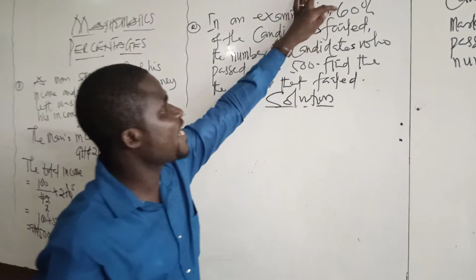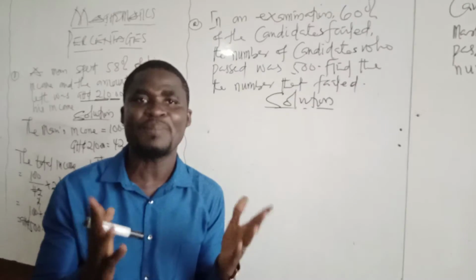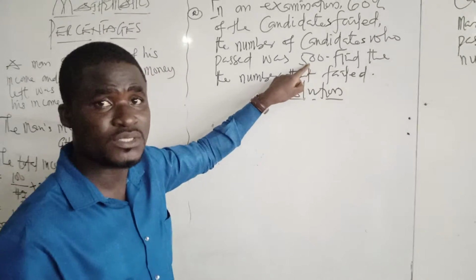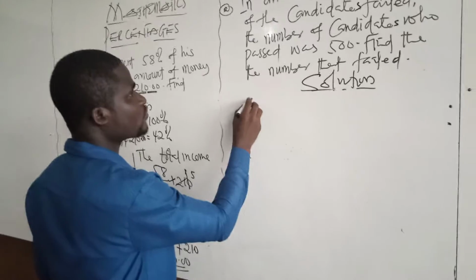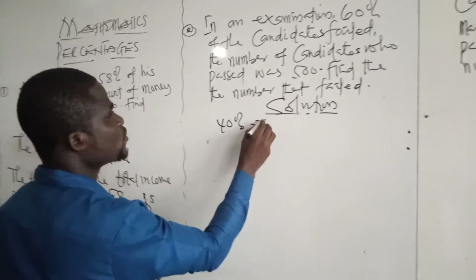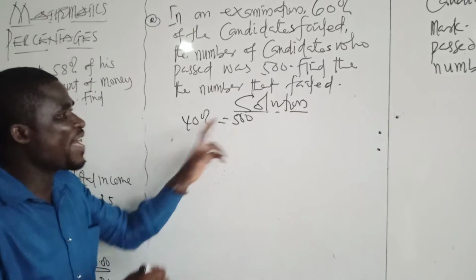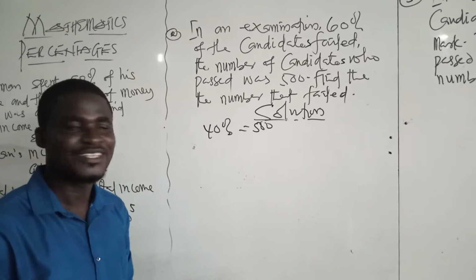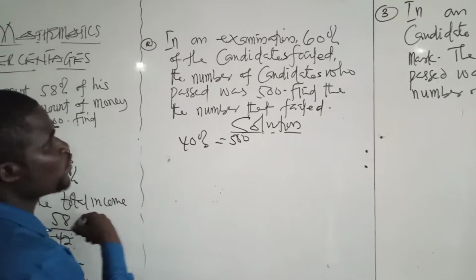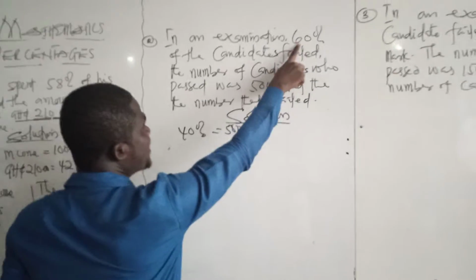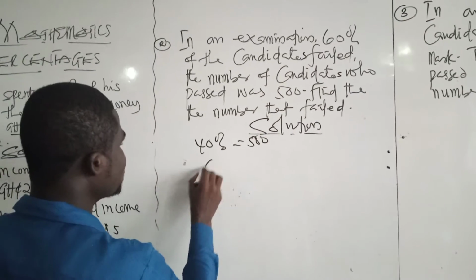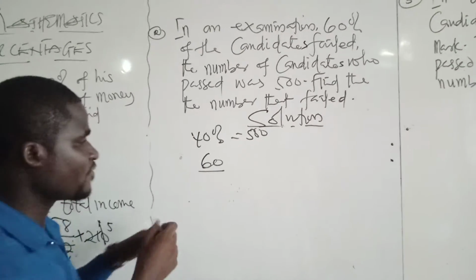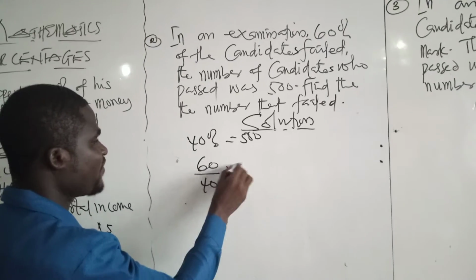Good. Now, if 60% failed, then how many percent passed? Because those who passed is equivalent to 500. So take note. So we are going to have 40% is equivalent to 500. Because those who passed were 500. And the percentage of those who passed is equal to 40%. Good. So let's find those who failed. Now those who failed, say they are 60%. So it will be 60 out of 40% times 500.